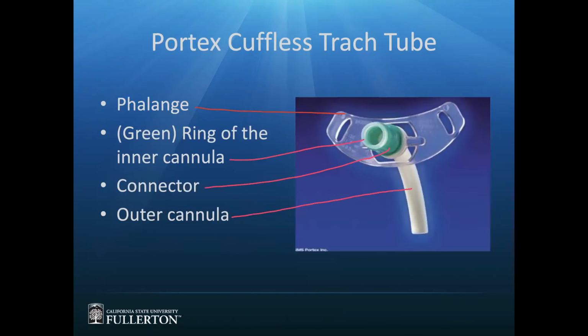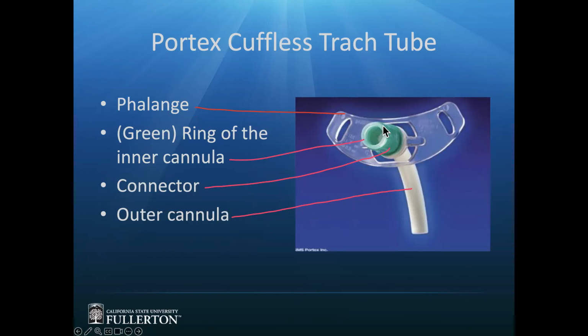All right. This is a different brand. It's a Portex cuffless tracheostomy tube. And there are just a couple of differences I want to point out to you. You'll note that it has a flange. It has an outer cannula. It has a different color hub here, but that doesn't really matter. It's just a different color. And it has an inner cannula. Now, you don't see the whole inner cannula, but the inner cannula is a smaller diameter tube that fits into the outer cannula.